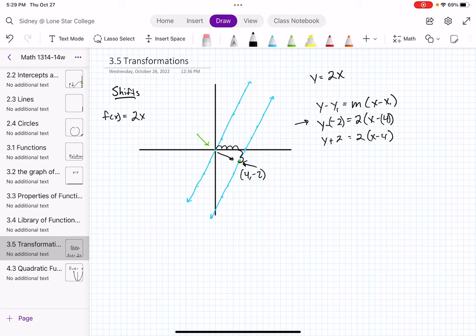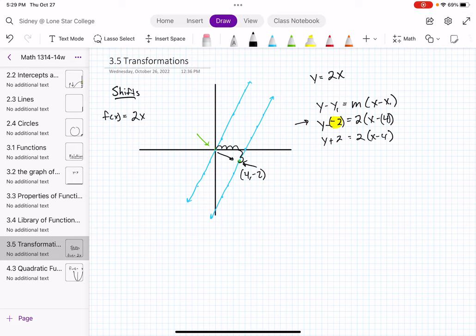But this literally means when we have x minus 4, that tells us that we're moving 4 steps to the right. And this -2 right here tells us that we're moving 2 steps down. So when we have y minus -2 and x minus 4, that is telling us that that starting point at the origin is shifting 4 steps to the right and 2 steps down.